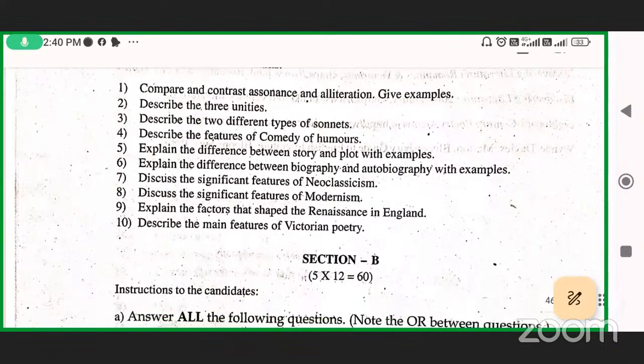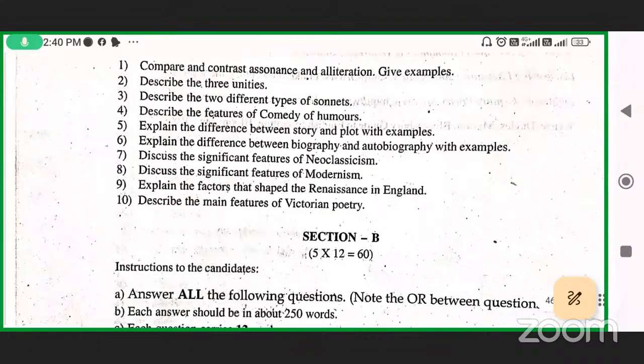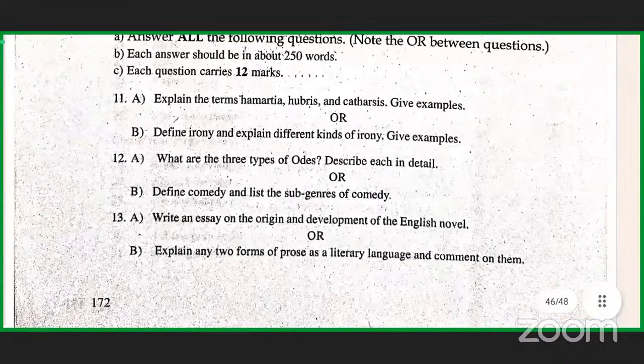So this is how you'll get to know what you are going to read for your final exam. And if you go through these three units, you will have a better understanding of English literature for your later subjects. Okay, so I hope you have understood it.